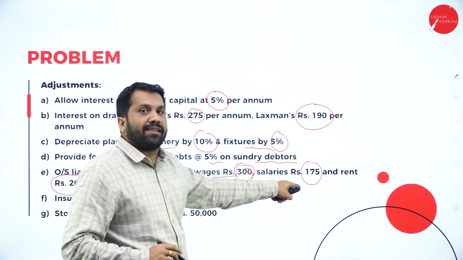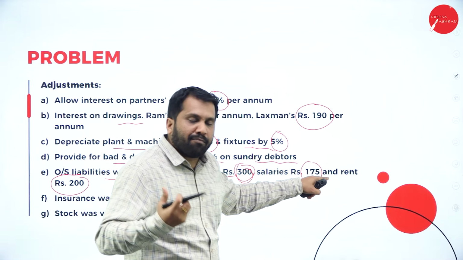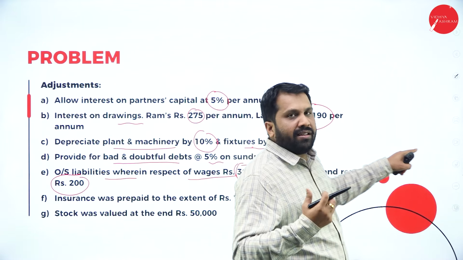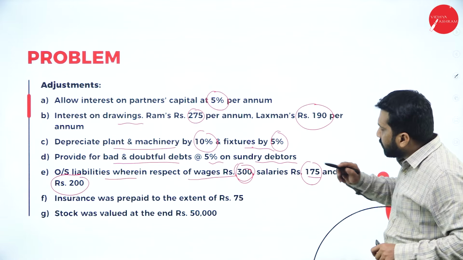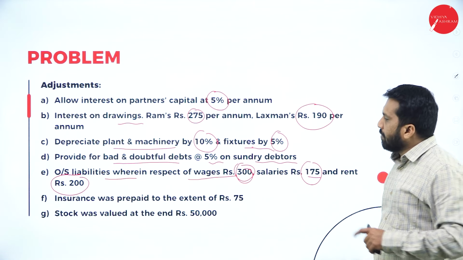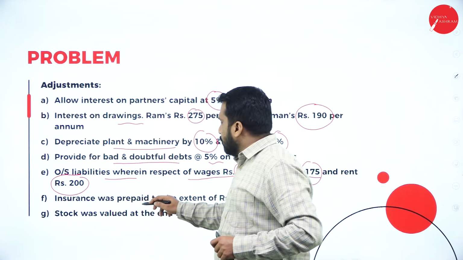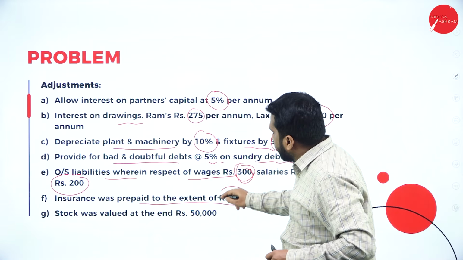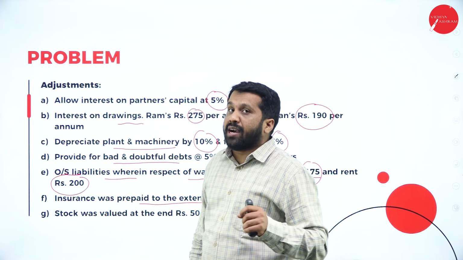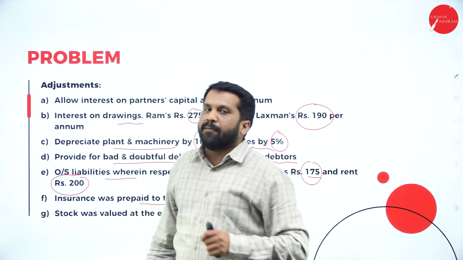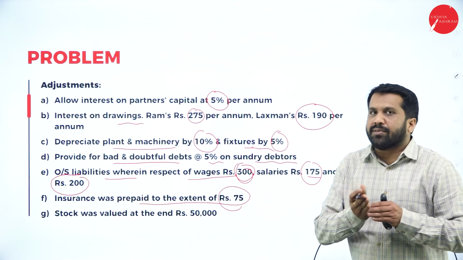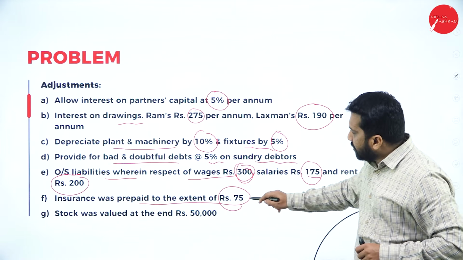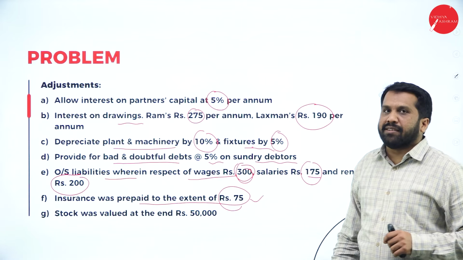Wherever you write salary, salary usually comes under what? Profit and loss account. In the profit and loss account, for salary, you are supposed to add 175. Next, insurance was prepaid. Prepaid, as I told you, what you are supposed to do? You have to minus. So in the insurance, wherever you write insurance, profit and loss account, debit side, you are supposed to minus 75.